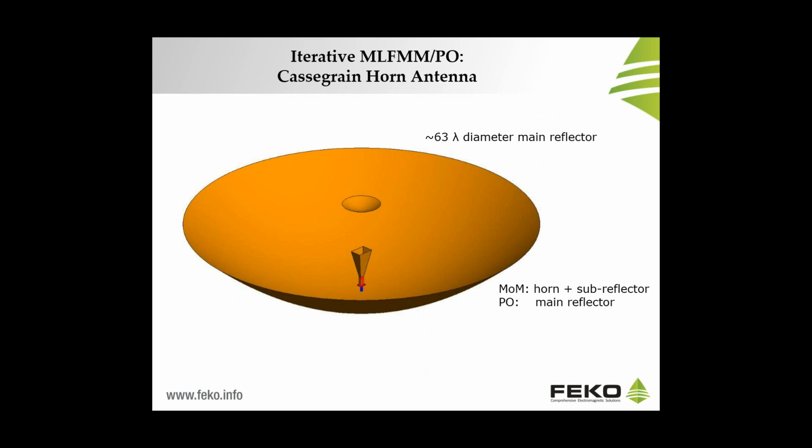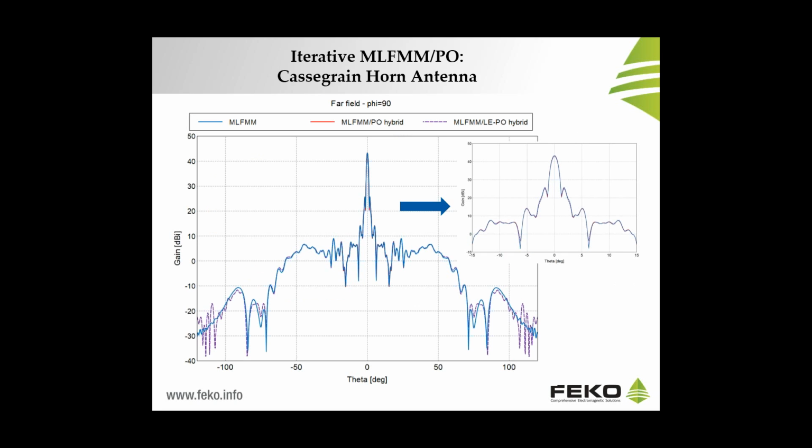And the last example we have for you today is a Cassegrain horn antenna, where the main reflector has a diameter of 63 lambdas, and where we are modeling the horn and the sub-reflector with MLFMM, and the main reflector with physical optics. Now, in this next slide, you can see the computed gain. And in this case, you have the results in blue using MLFMM.